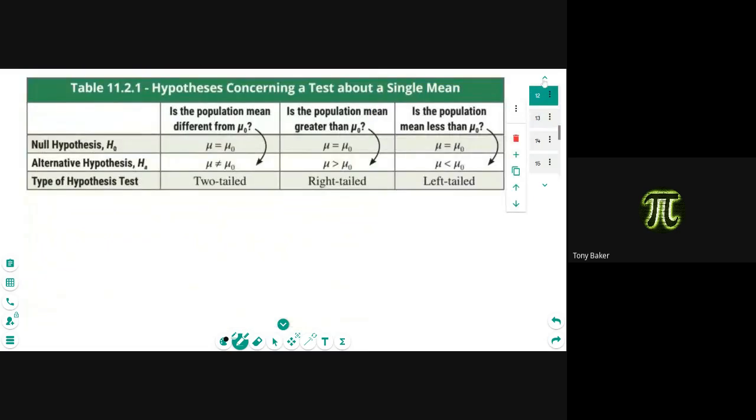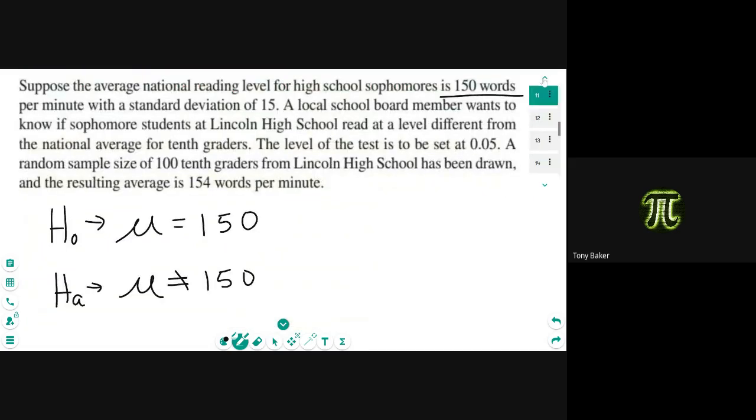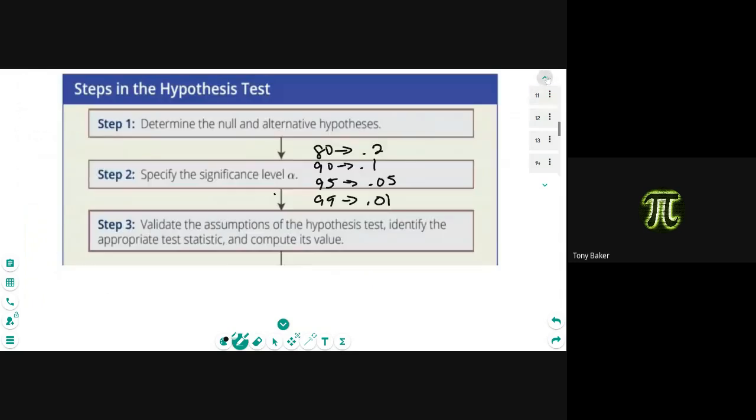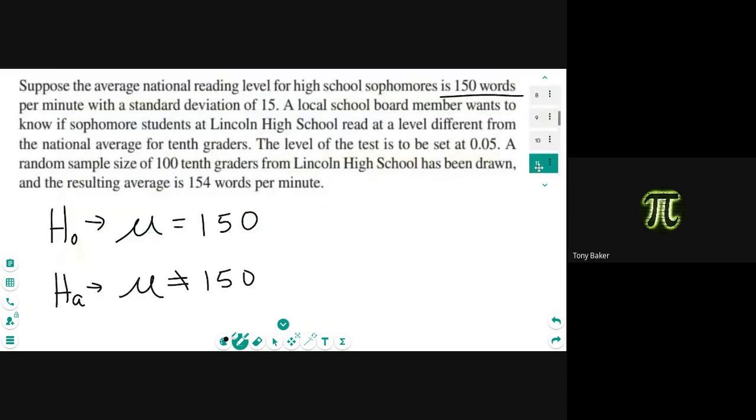All right. The next piece we want, going back to our chart here, is my significance level. So in this case, they say the level of the test is to be set at 0.05. Okay. So my significance level is 0.05.